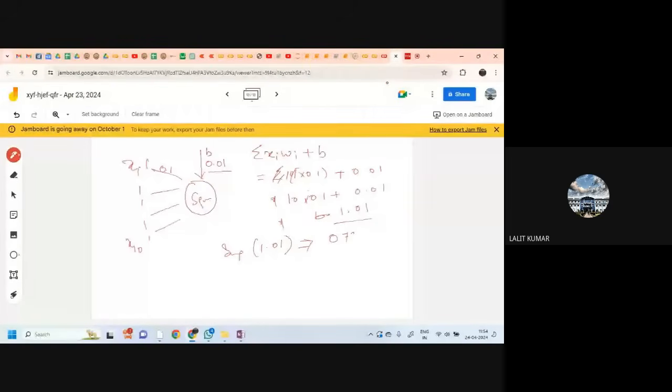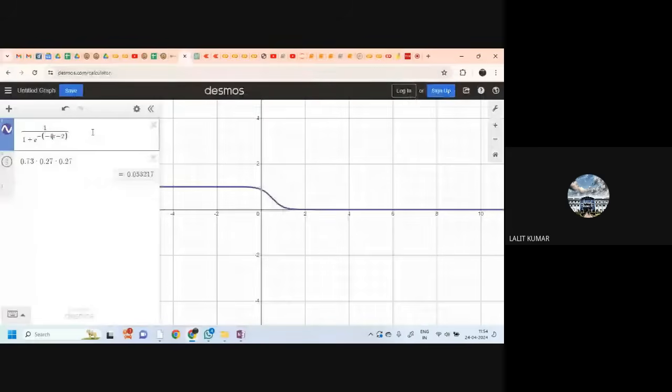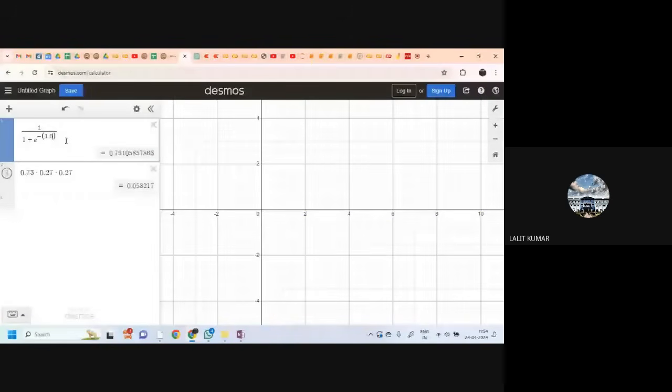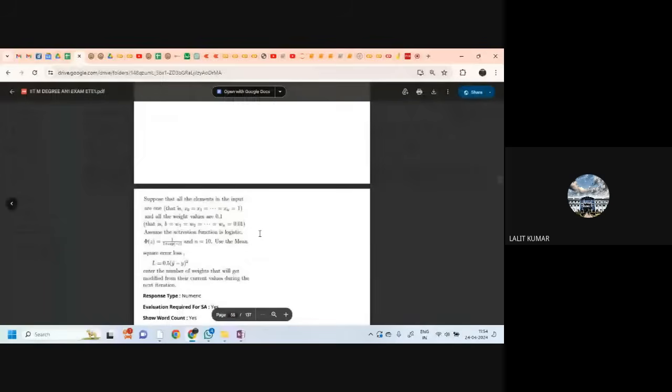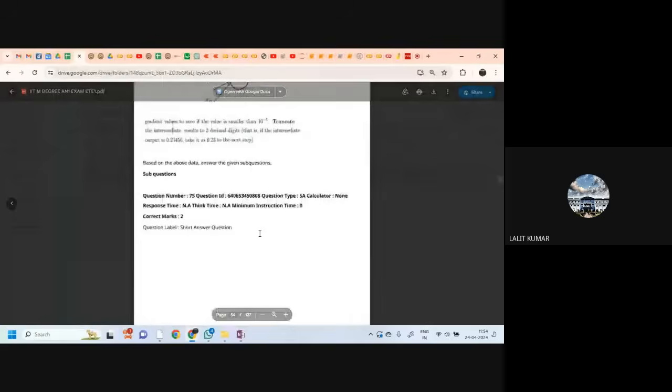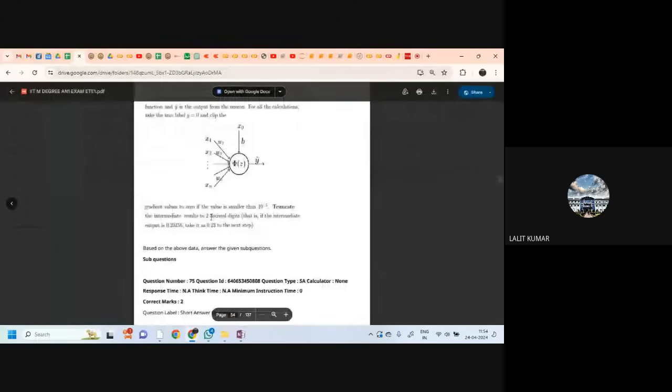It would be something like 0.73 or 0.98, if I remember correctly. So this will become 0.73. And here they have given the actual y. Yeah, actual y is given to be y is equal to 0. So y is equal to 0.